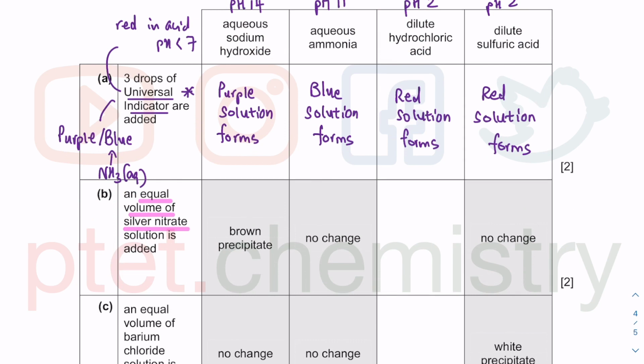The next one, equal volume of silver nitrate. The key question here is silver nitrate is used to test for chloride, bromide, iodide ions, and you will get a white precipitate, cream precipitate, yellow precipitate.